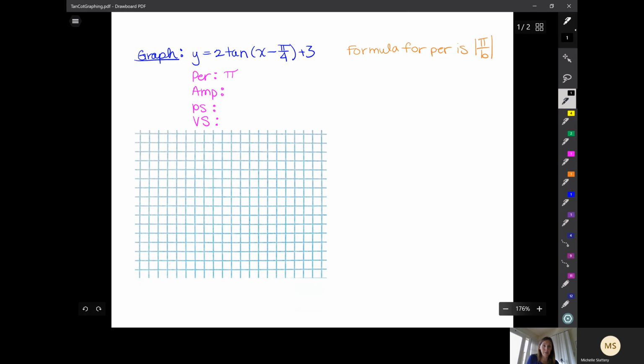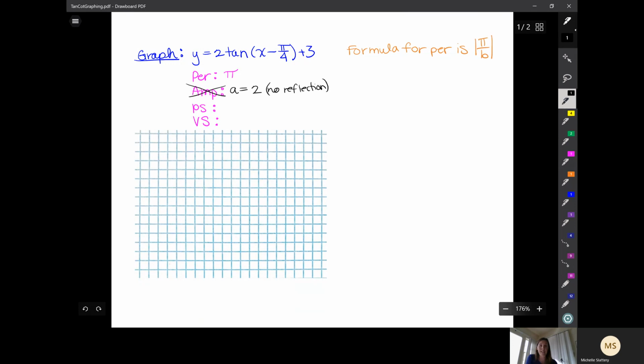I wrote that down, but I wanted to tell you that it does not exist for tangent functions. We have an a value, and the a value tells us whether it's going to reflect. So I'm just going to put down here that a is equal to 2, so that means that there is no reflection.